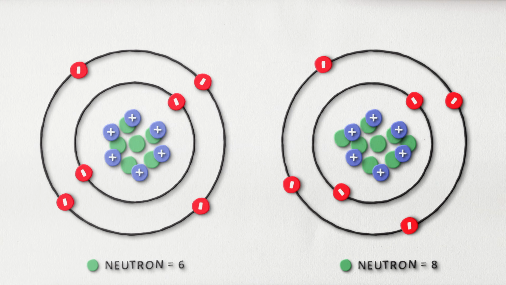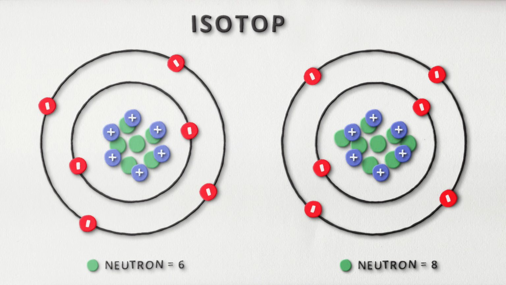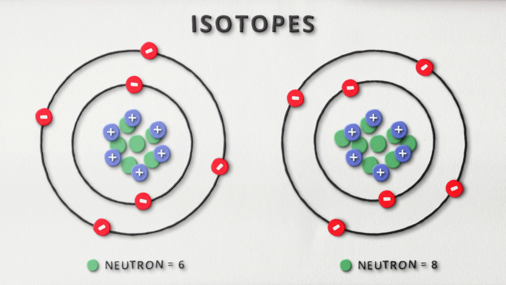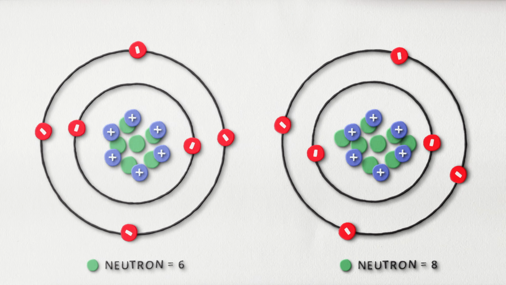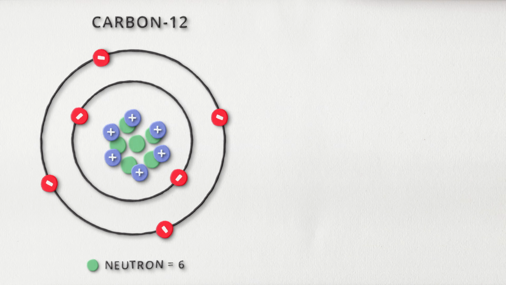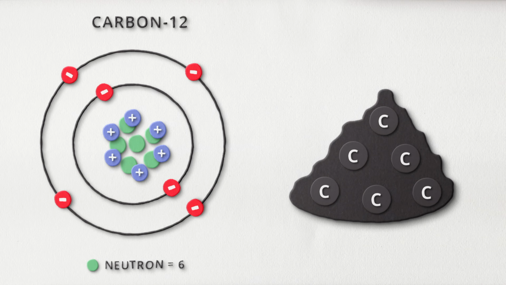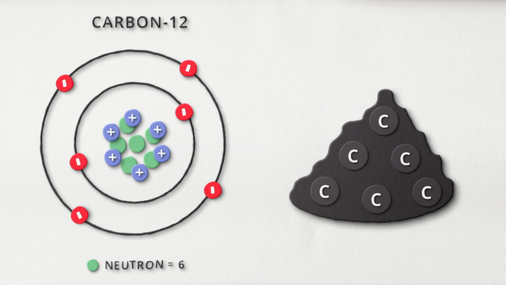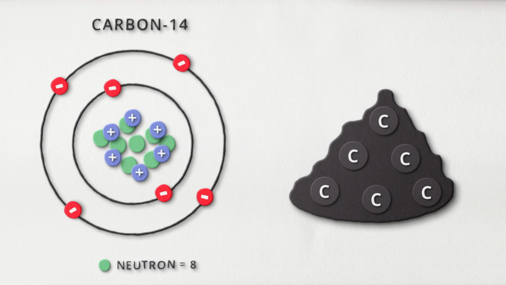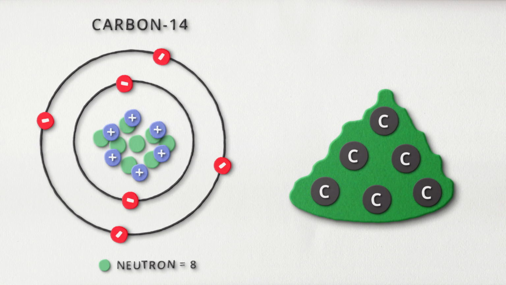All atoms of an element then have the same number of protons, but the number of neutrons can change. If two atoms of the same element have a different number of neutrons, the atoms are called isotopes of the element. And examples of isotopes include carbon-12 and carbon-14. Carbon-12, more commonly known as just carbon, is the naturally occurring stable carbon we find around us. Whereas carbon-14 can also be found in nature, but is a radioactive isotope of carbon.